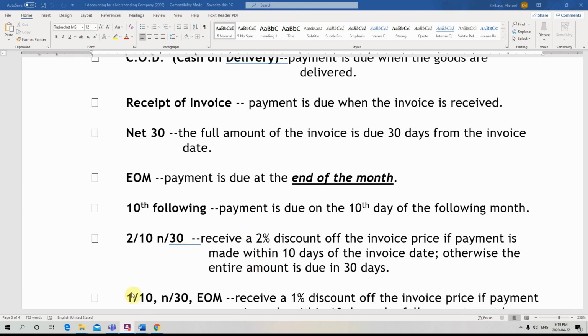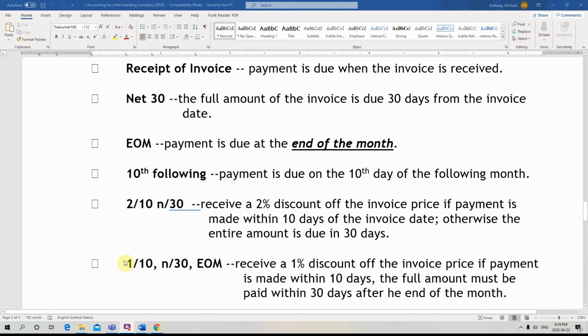Okay, another term of sale is 1/10 net 30 EOM. What that one means is you get a 1% discount if you pay within the first 10 days of the invoice date. Otherwise, the full amount is due 30 days after the end of the month. So if the invoice date is February 2nd, then you have till February 12th to get a 1% discount. Otherwise, 30 days from the end of the month.